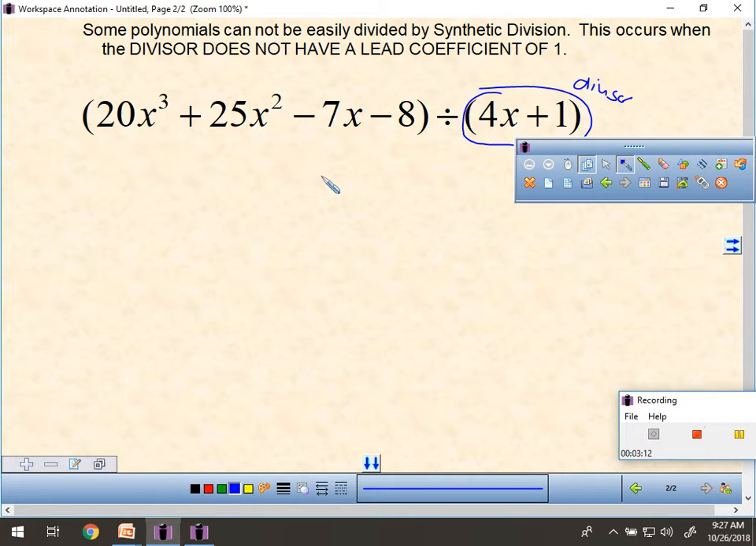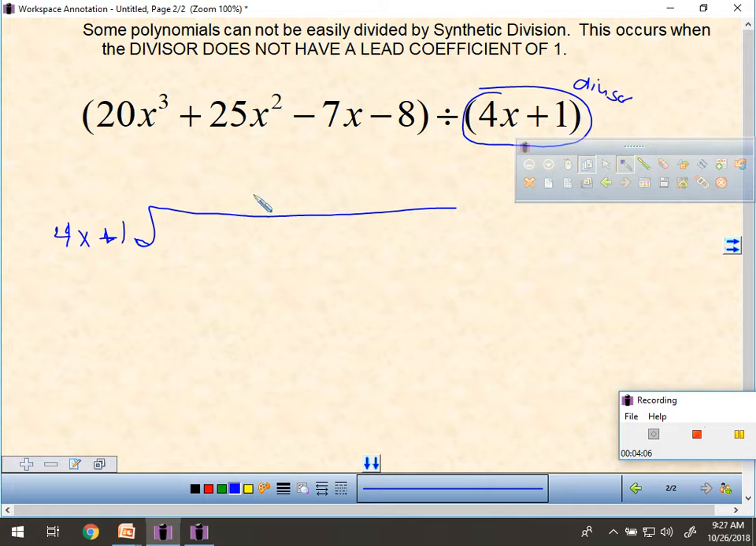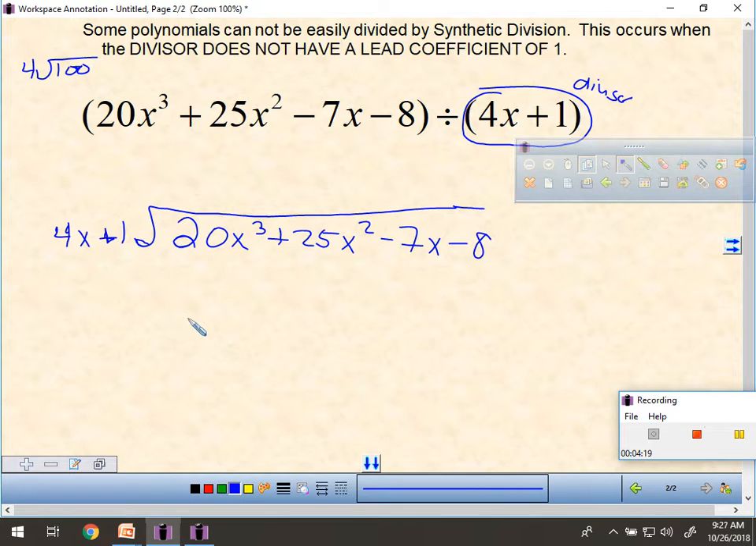And it's just like in elementary school, where this is my divisor. So here's how you set it up. You set up 4x plus 1, and then you would divide into 20x cubed plus 25x squared minus 7x minus 8. That's literally like if you had set up 4 divided into 100. That's how you're going to set it up. So it's just like elementary school, it's just got letters in there now.